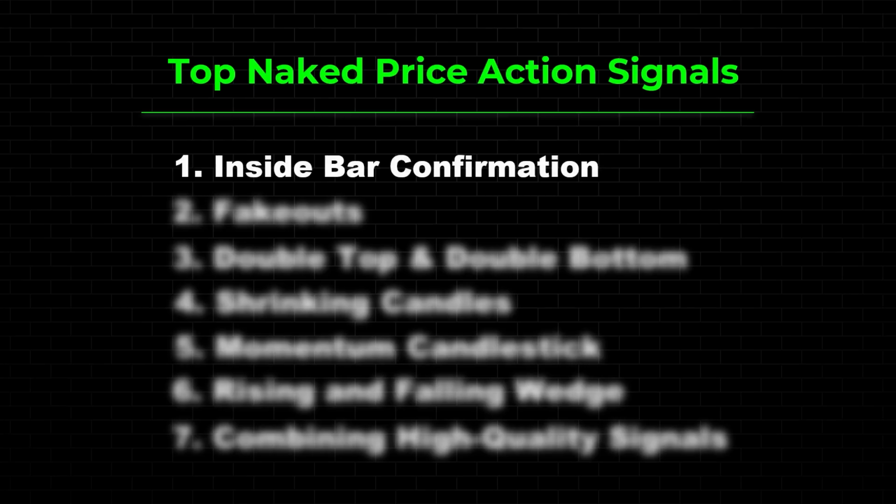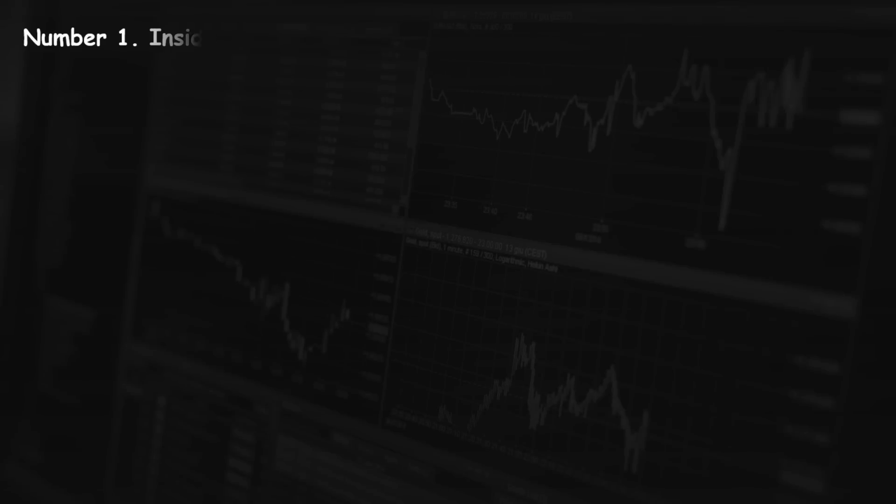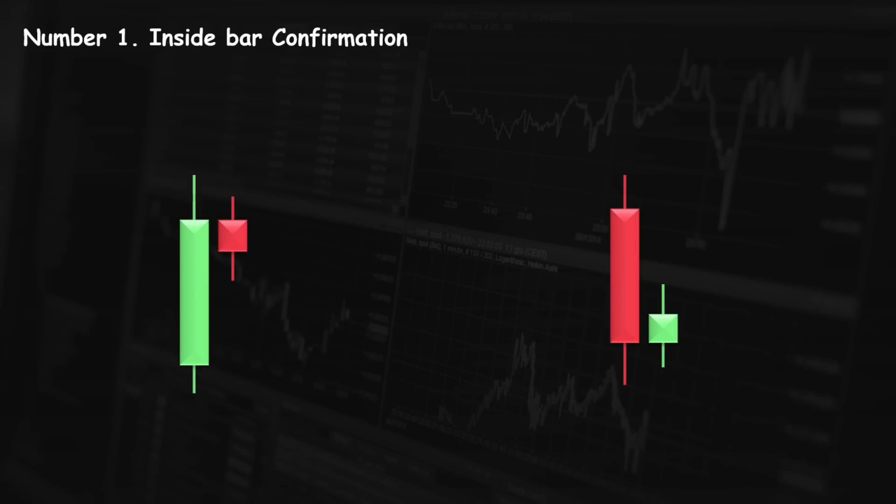Number 1. The inside bar confirmation. An inside bar is a candlestick pattern with two candles. The first one is big, called the mother candle, and the second one is smaller, fitting completely inside the first.